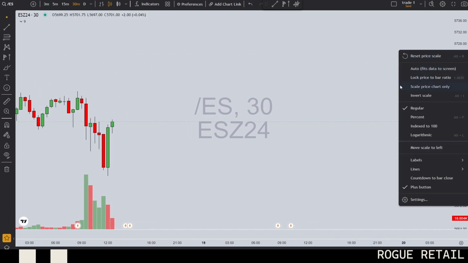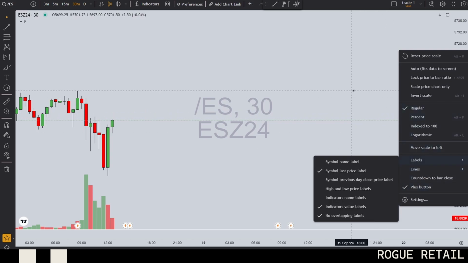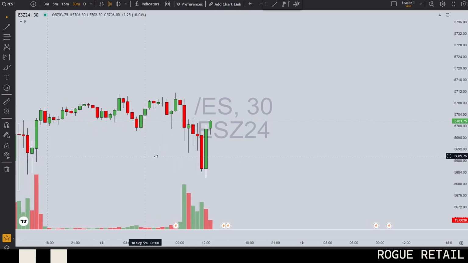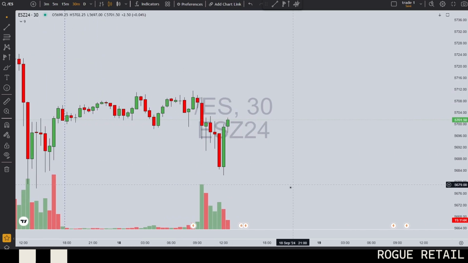You can go ahead and change this to percentages. You can change it to ticks. You can change it to pretty much anything that you would like in the future. And so you just sort of play around and figure out what your ultimate setup is.